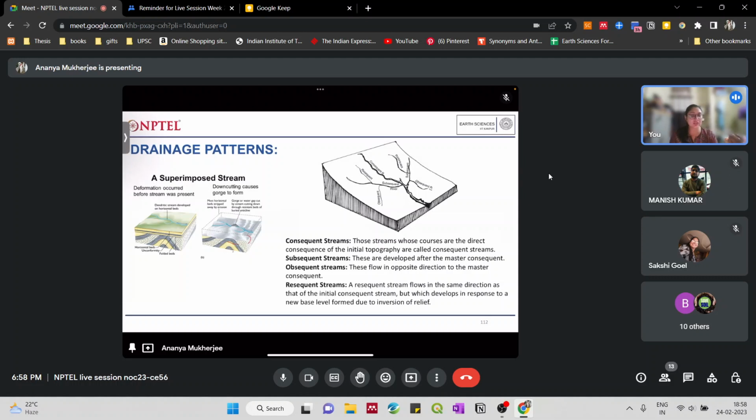For concordant streams, you have different kinds of streams. You have consequent stream, you have subsequent, obsequent, and resequent.